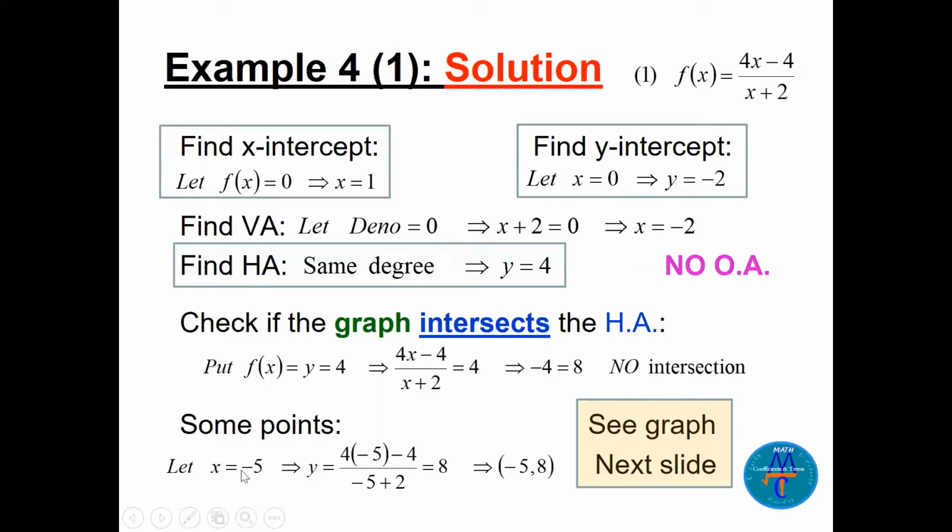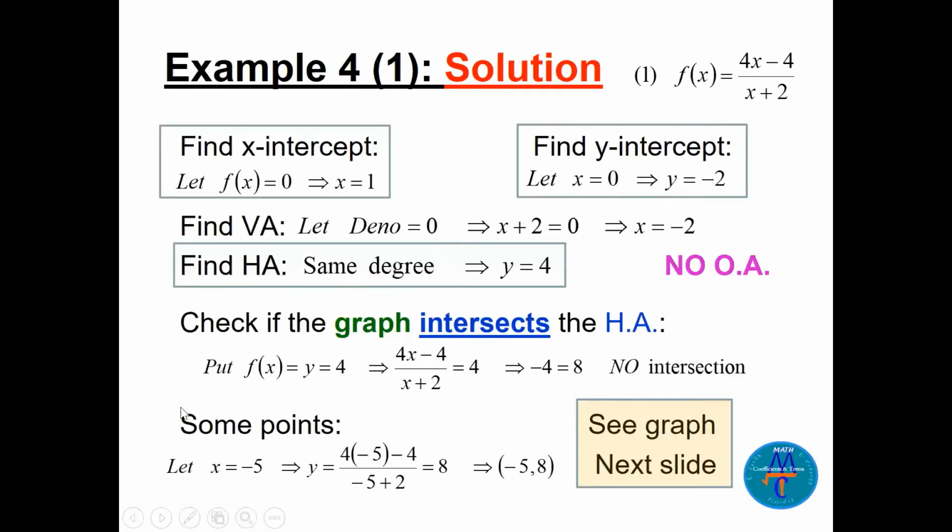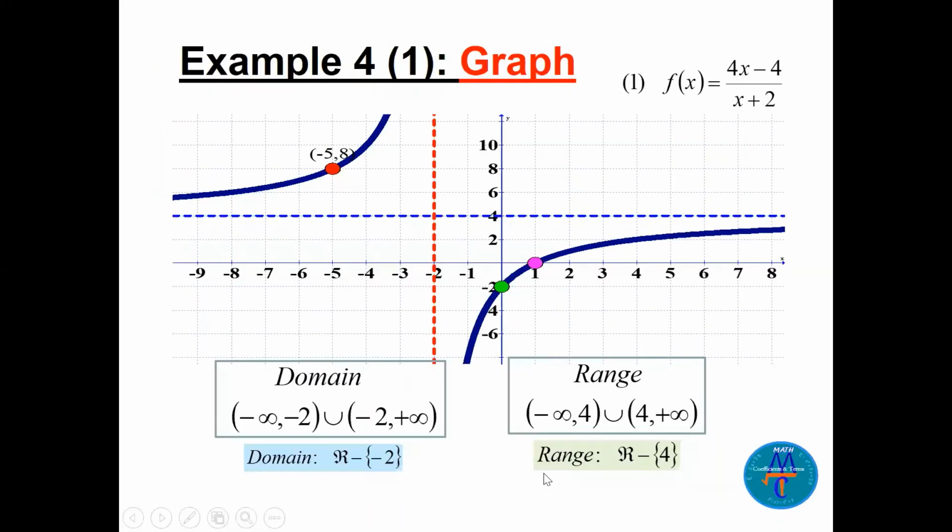Here we can find some points. If I take x equals minus 5, replace it in the function here, I get 8. Let's see the graph now. See, I put the x-intercept. You see this x-intercept? I put the y-intercept. I put the vertical asymptote. I put the horizontal. And then I take 1 point here. See, I took minus 5. Just pick any number you like. It will be 8. So minus 5 and 8 is the point.